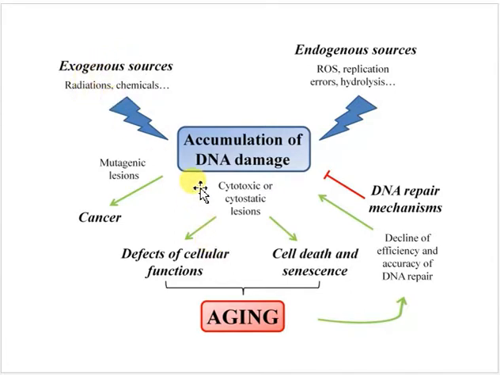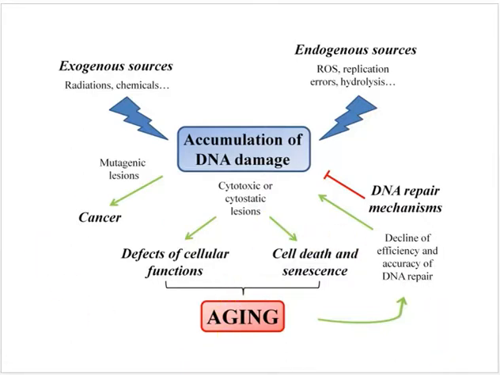So when you have the accumulation of DNA damage, that can lead to different types of cancers. You can have actual defects of cellular functions, or you can have cell death or cell suicide, apoptosis, or this permanent almost dormancy of cell functioning. That's what senescence is. And both of these will lead to aging.